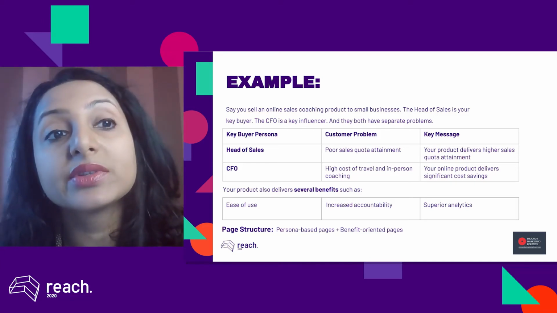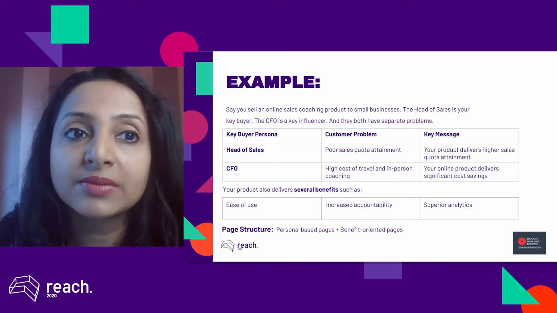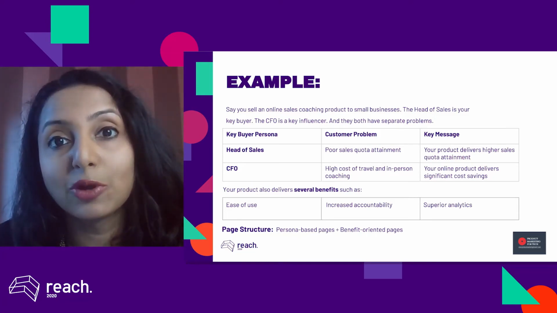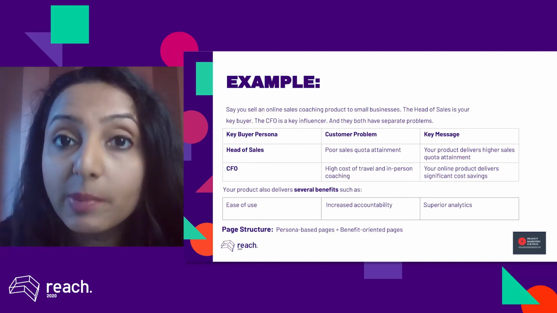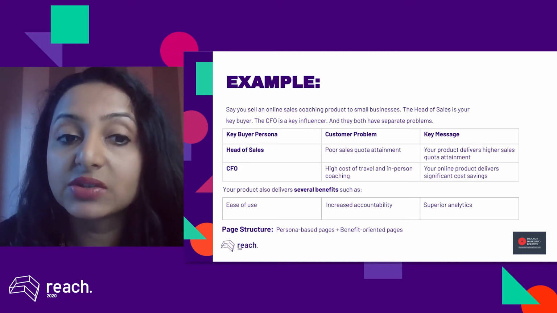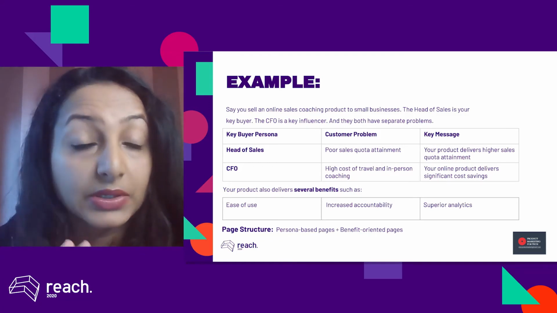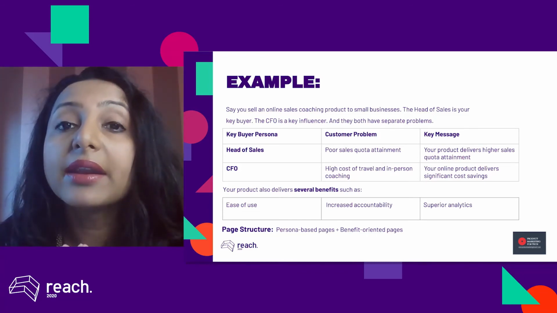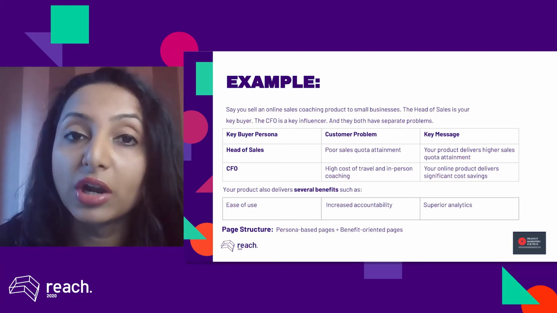Now, oftentimes product marketers struggle with how to prioritize all these different benefits. A super simple way to think about it is to think of it from the customer's point of view. What does a customer really care about? And talk about only those. Now, in this example, I would suggest you organize your pages by starting with buyer persona-based pages, one for the CFO and another for the head of sales, and have multiple pages around the key benefits that your product delivers.